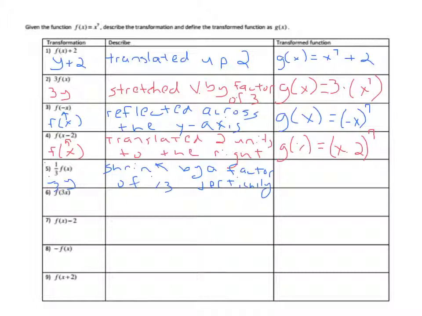If I look at the function, I have g of x is equal to 1/3 the original f of x, which was x to the 7th. For number 6, we look at the function of 3x, so that means f of x, I'm really replacing the x with 3x. So that means I have to triple the x in order to get my y value that I had before. So I'm really looking at shrinking it on the horizontal axis.